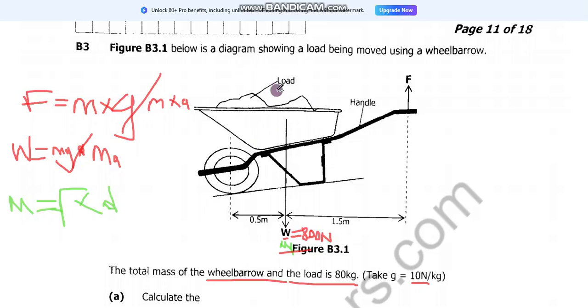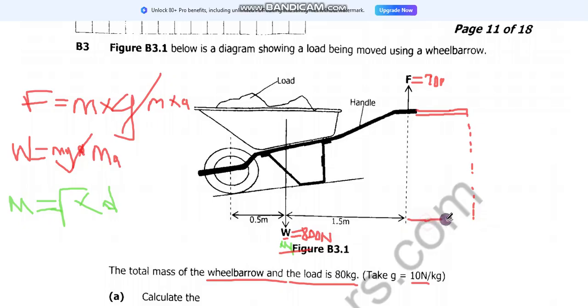So the question said that we should state whether the force F would increase or reduce when the handles are made longer. Now here, with a distance of 2 meters, force F is actually 200. Okay. Now what if the handles are made longer? When the handles are made longer, meaning that it becomes somewhere here, then the distance will also increase automatically.